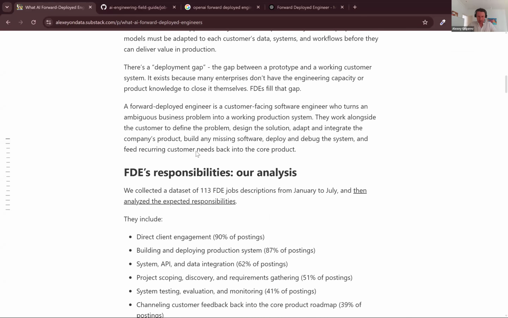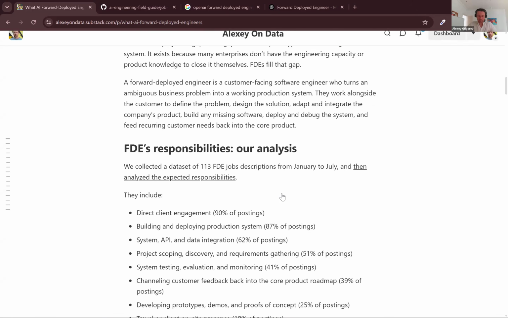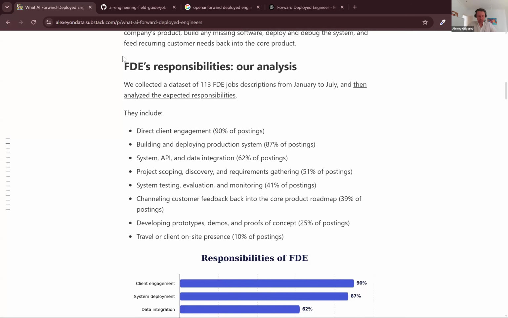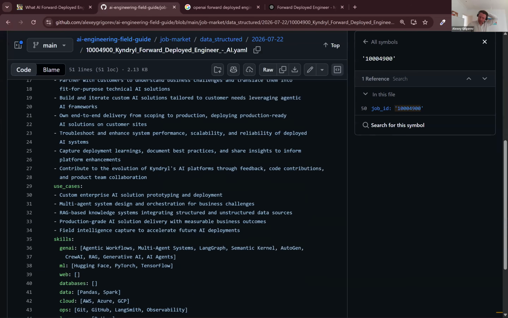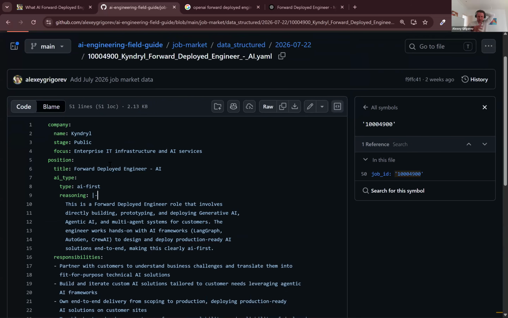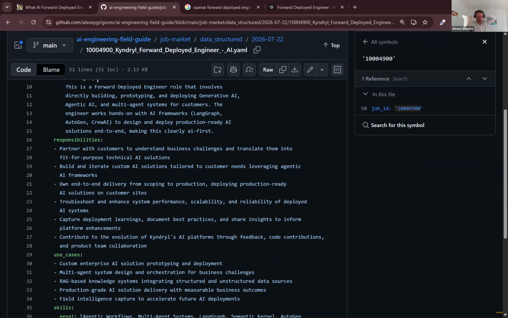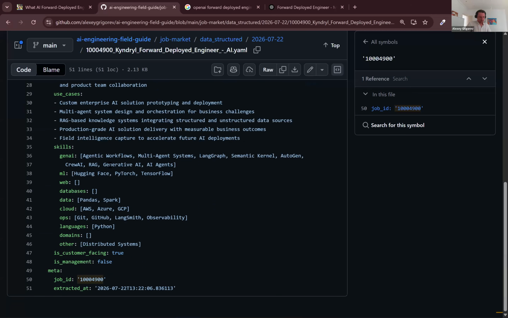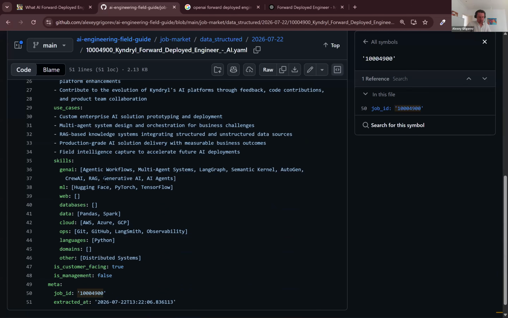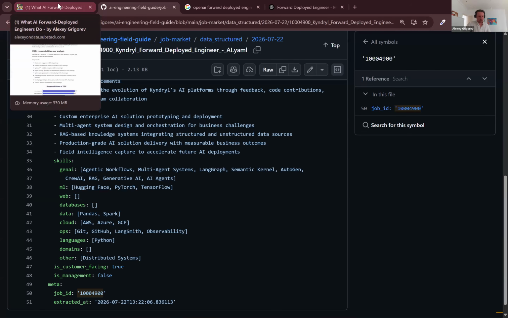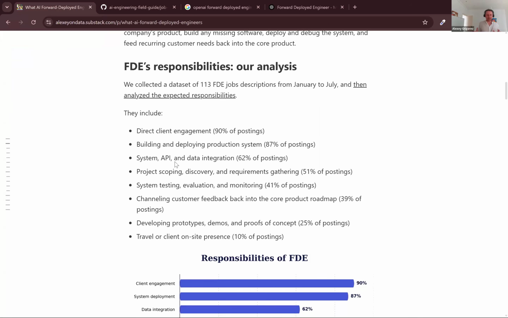Okay, I already see a question. Is there some data on which roles have converged into the FDE roles? Your question is on point, because what I did is I took all these descriptions. I would treat this as a very canonical description of the forward deployed engineer. They have all the skills that they need. Again, this is AI forward deployed engineer. So I collected all these things.